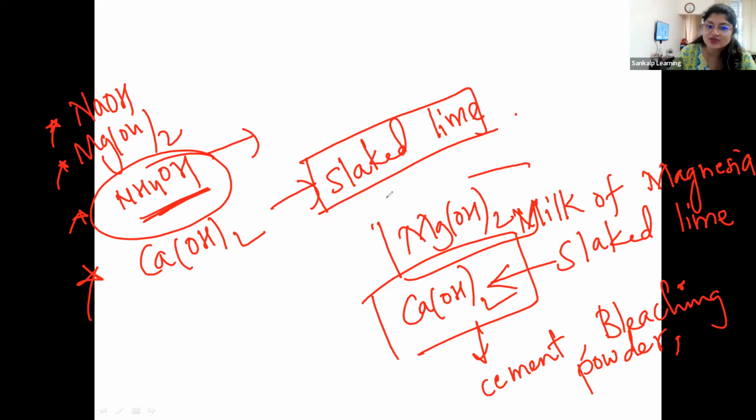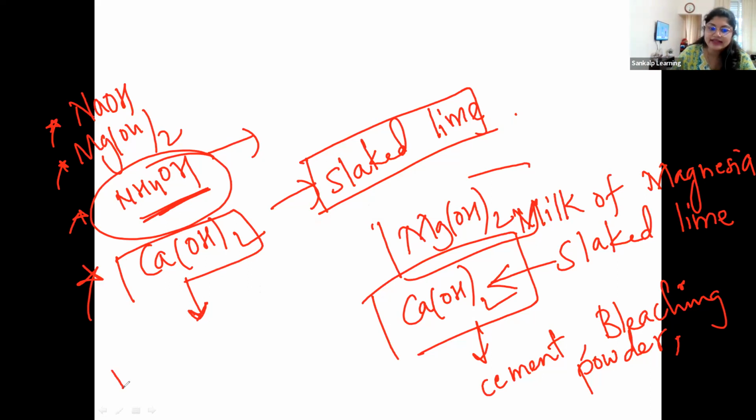Then it is used in making fungicides. It is also used in the treatment of wastewater. To convert the wastewater into useful water, calcium hydroxide is also used.